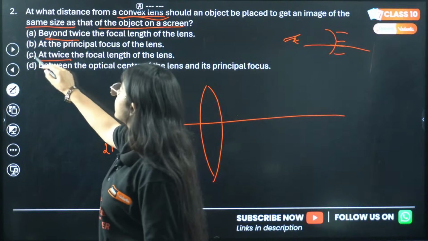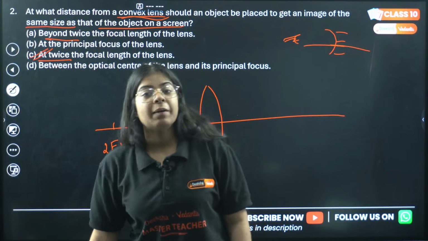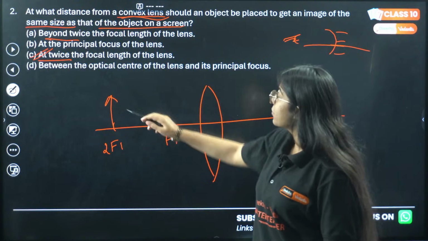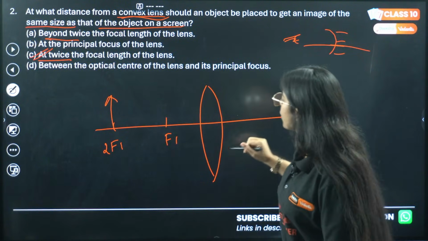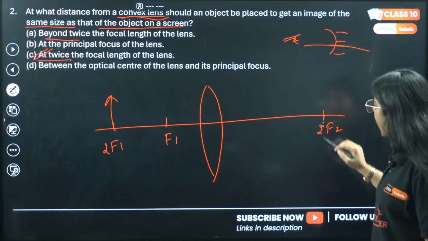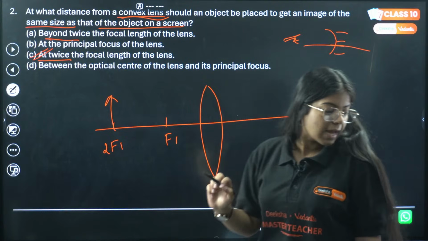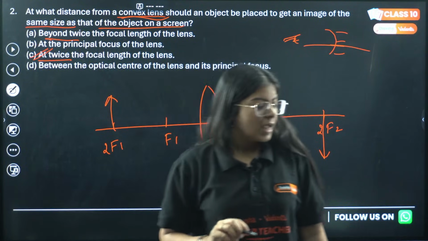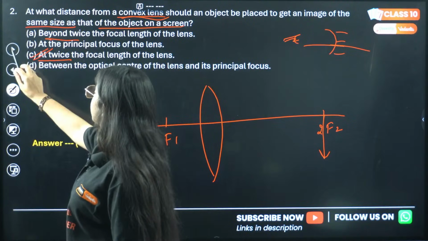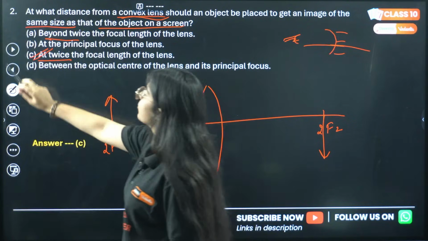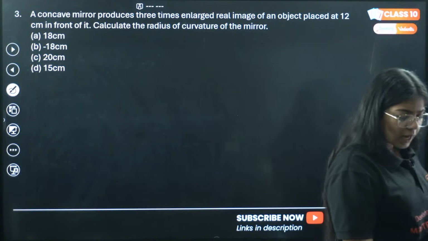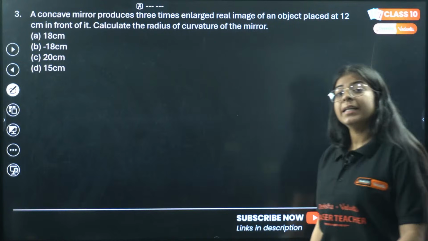So it will be C part, which is when I place my object at twice the focal length, the size of the image produced will exactly be at the focal length, correct, and it is of the same size as that of the object, correct. Answer in the live chat, guys. I want you to answer so that you can grade yourself. Answer is C, correct.